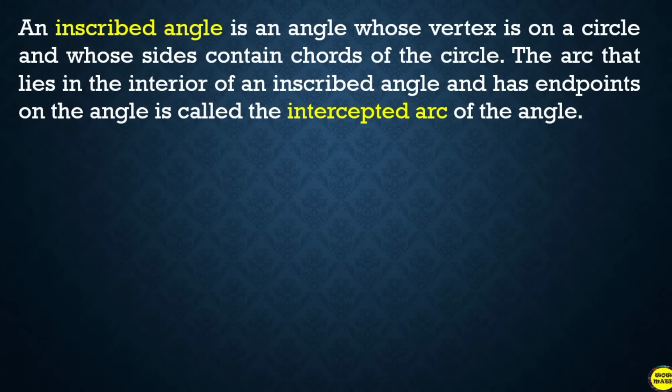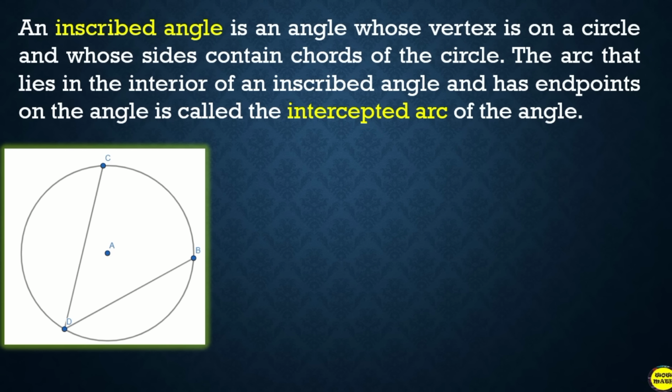So first, what is an inscribed angle? When you say inscribed angle, it is an angle whose vertex is on a circle and whose sides contain chords of the circle. The arc that lies in the interior of an inscribed angle and has endpoints on the angle is called the intercepted arc of the angle.